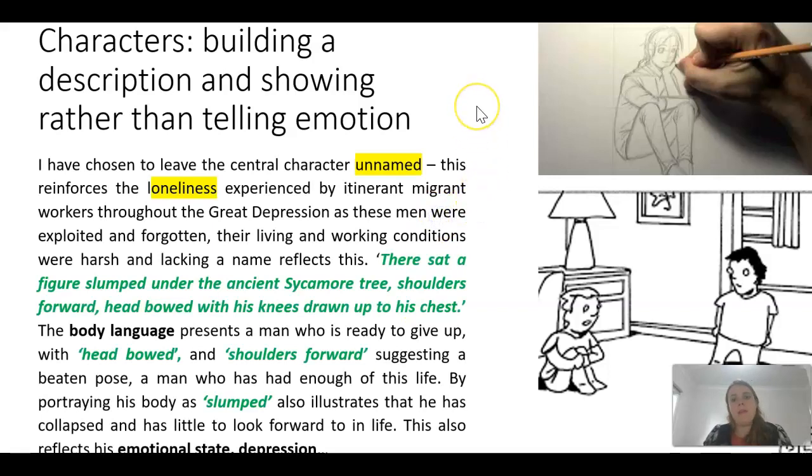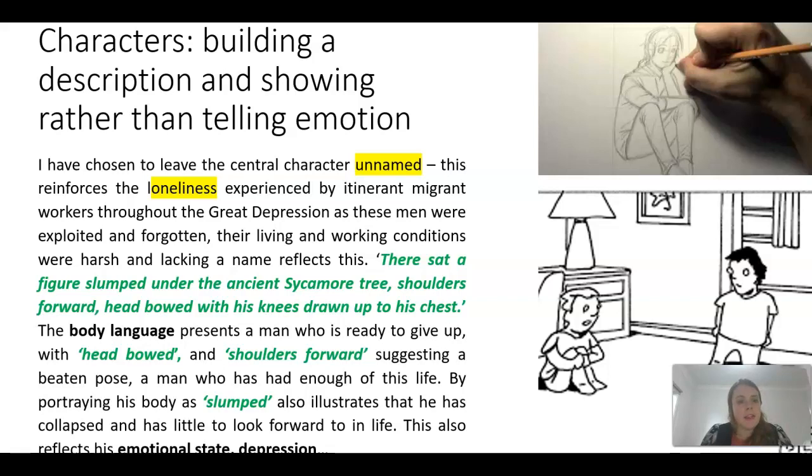We also think about how we build characters. So you need to tell me about why you've chosen your particular character and how you've built them. Here I have chosen to leave the central character unnamed. This reinforces the loneliness experienced by itinerant migrant workers throughout the Great Depression, as these men were exploited and forgotten. Their living and working conditions were harsh, and lacking a name reflects this.